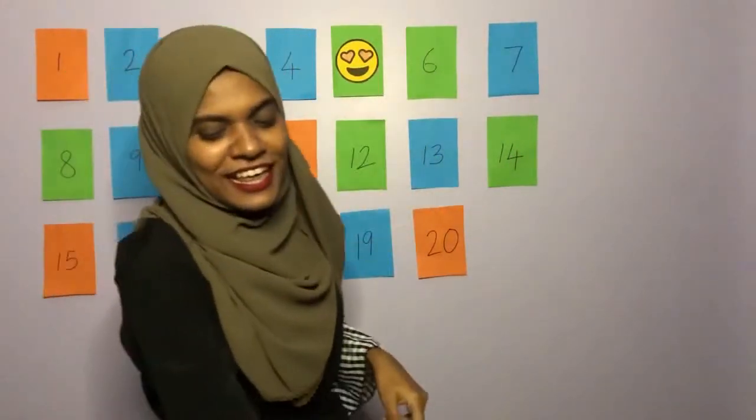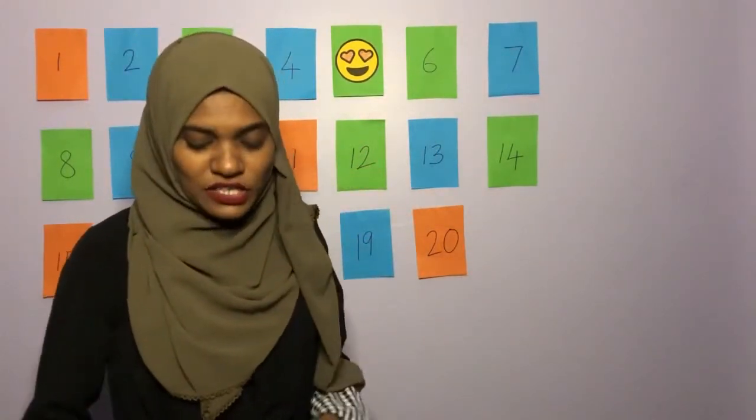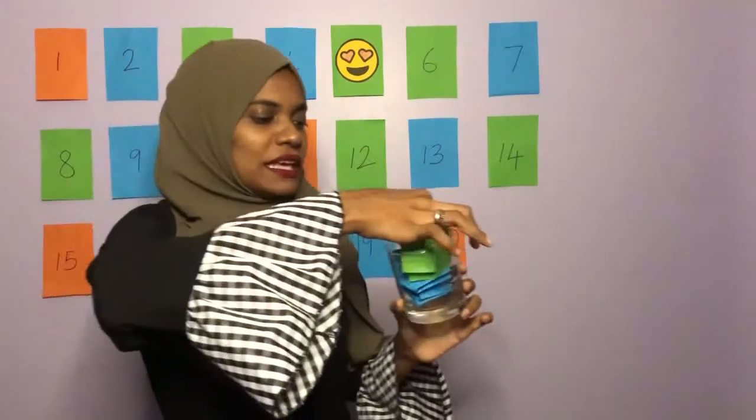Okay, so the first emoji is this one. What do we have to do now? Take a properties of multiplication question. Let's take one from here.